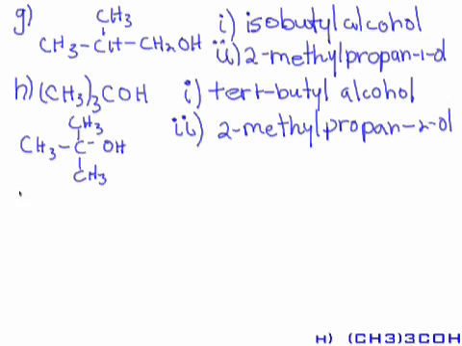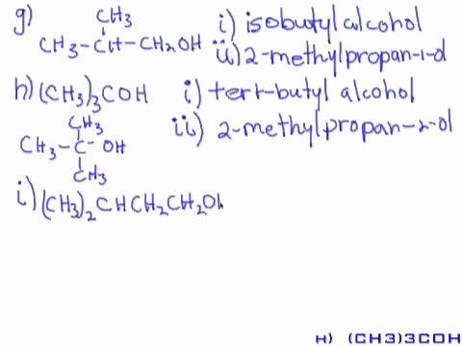This one is a longer carbon chain. We have a CH3 in brackets twice, and then we have a CH followed by 2 CH2s, CH2, CH2, OH.